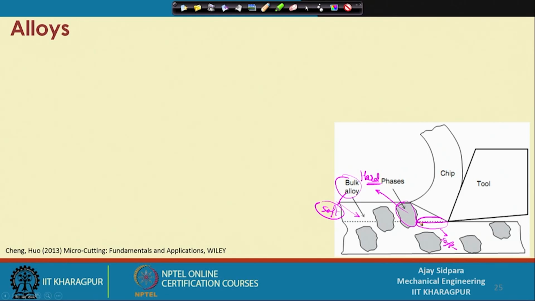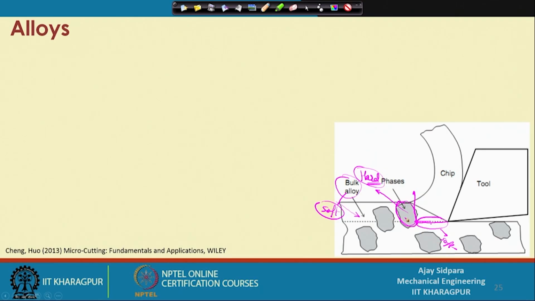and then suddenly you encounter a phase of this particular alloy where the hard phase is. So, now when you are reaching this location, at that time the force signature you are getting here will suddenly shoot up because you are coming across this hard grain and you have to cut or you have to pull out this grain.